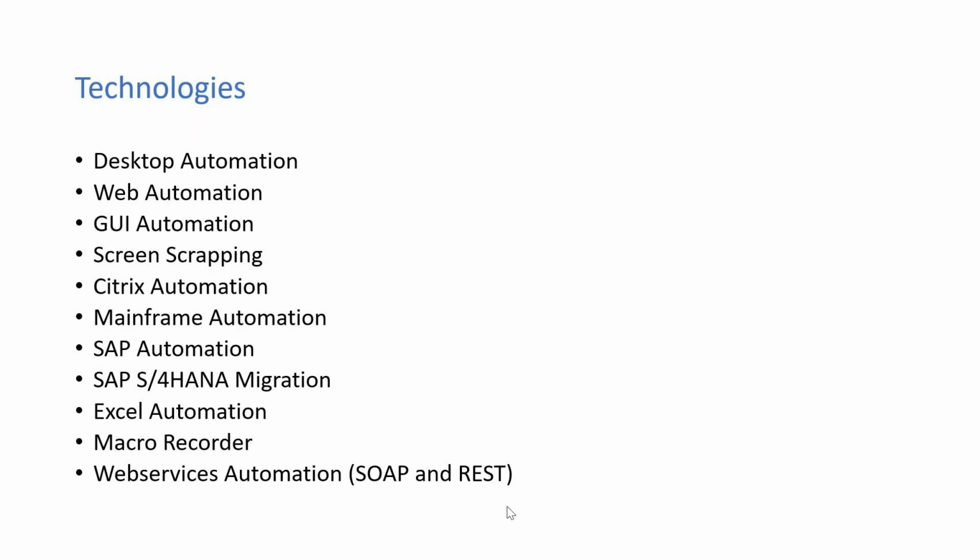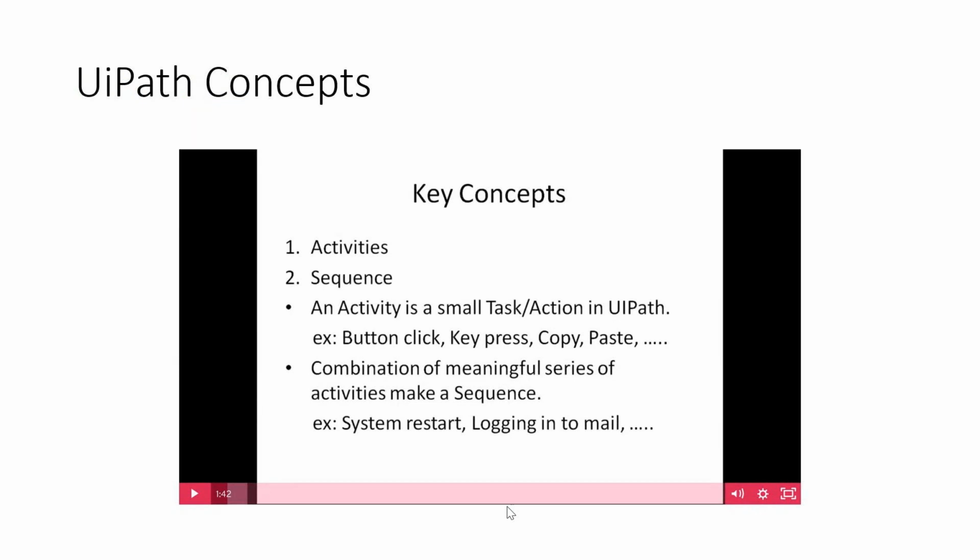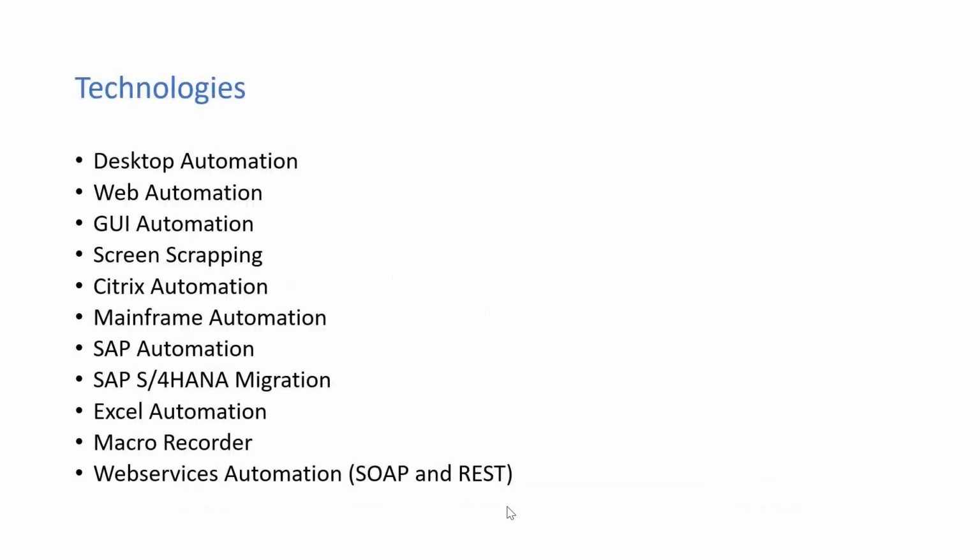So pretty much RPA supports all the latest technologies. UiPath also supports that. So till now we have seen the general overview of RPA: what is RPA, the benefits of RPA, and the difference between test automation and RPA automation. We have seen a few examples, the invoice generation, all that. So with that, the overview of RPA completes.